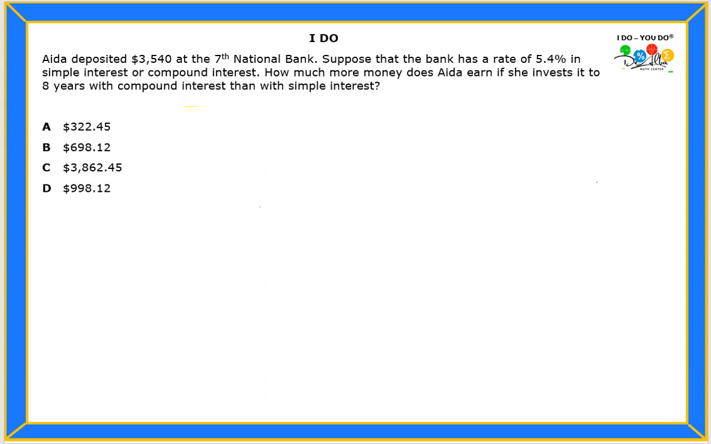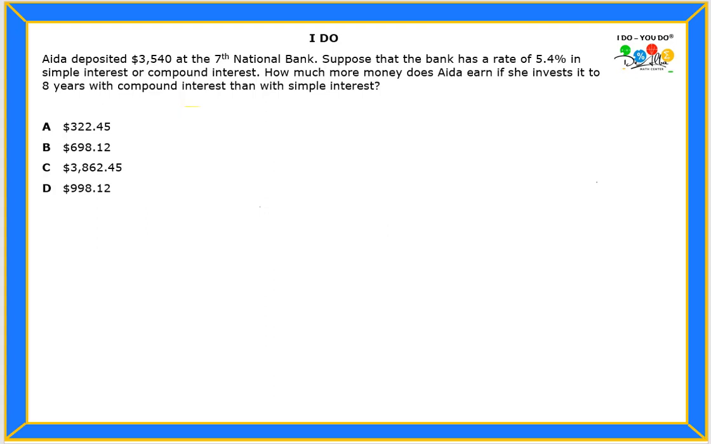And it says, Ida deposited $3,540 at the 7th National Bank. Suppose that the bank has a rate of 5.4% in simple interest or compound interest. How much more money does Ida earn if she invested for 8 years with compound interest than with simple interest?